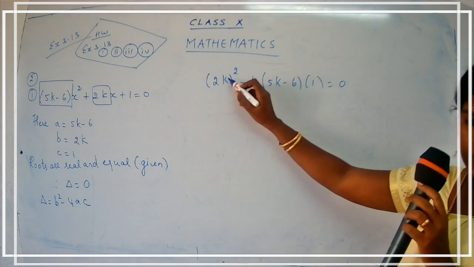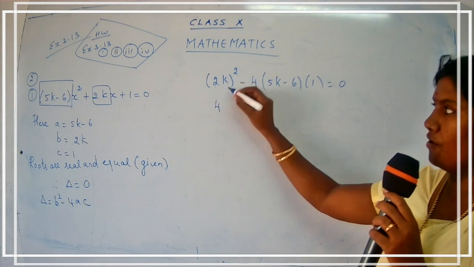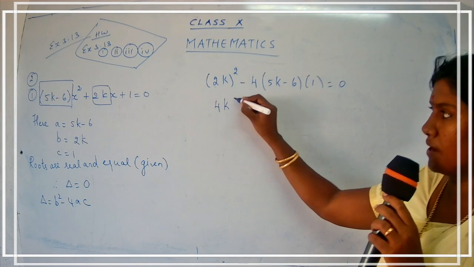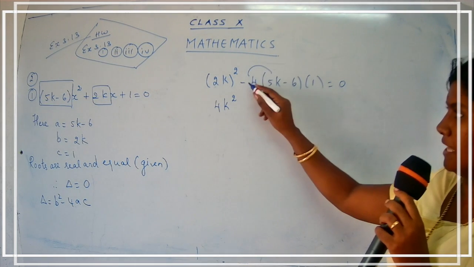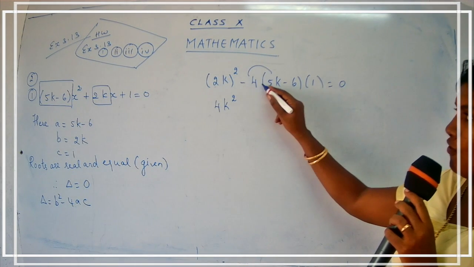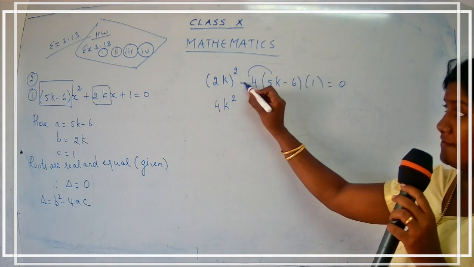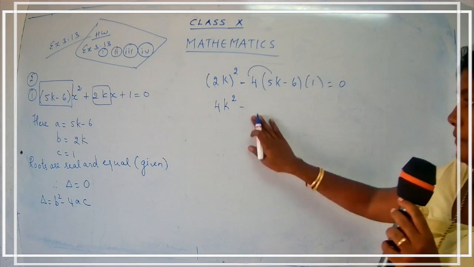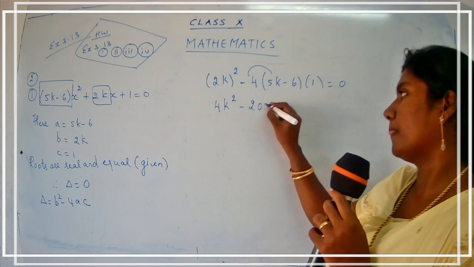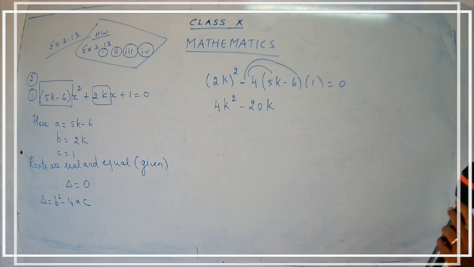Okay, so we have b square. What is b square? It's 4. That is 2 2s are 4. K square. So 4k square. Minus, let me open the bracket. Minus 4 into 5k. 4 into 5, it's 20k. Only we have one negative sign. So minus 20k. Minus 4 into minus 6.